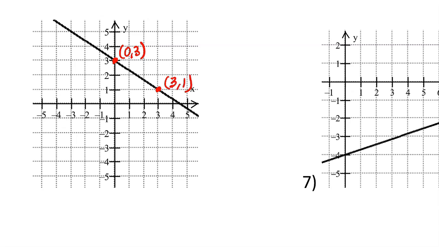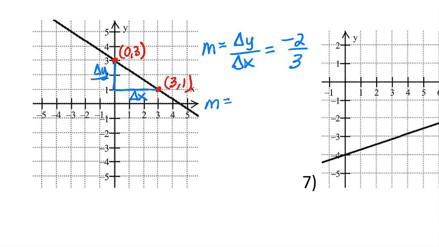So the slope is the change in y. This blue line right here is the change in y. And then this horizontal blue line is the change in x. So if the slope is the change in y over the change in x, the change in y, it looks like it went down 2, and the change in x, it went to the right 3. So our slope would be negative 2/3. You could also do it this way with the formula 1 minus 3 over 3 minus 0, which is negative 2 over 3.